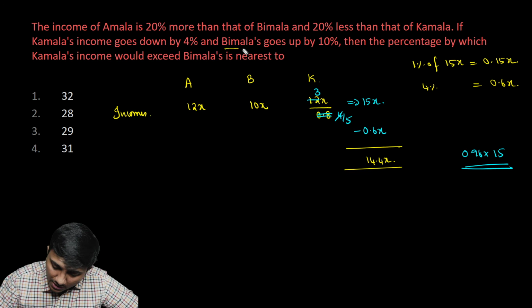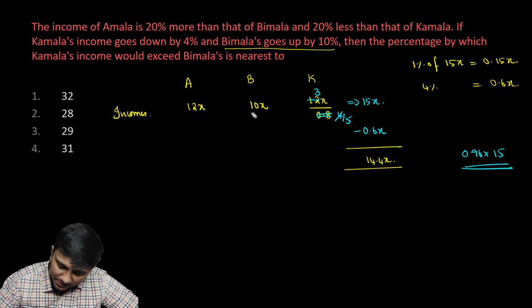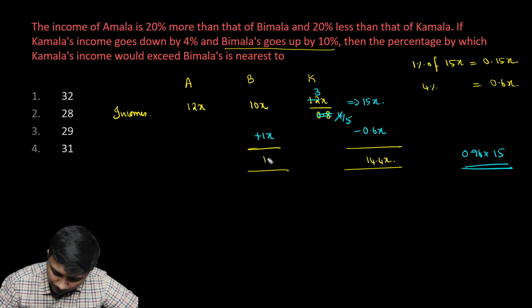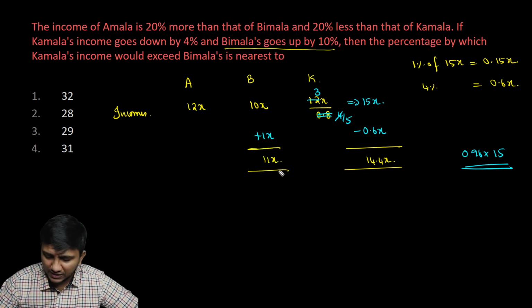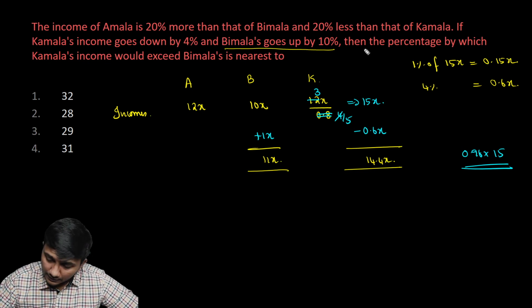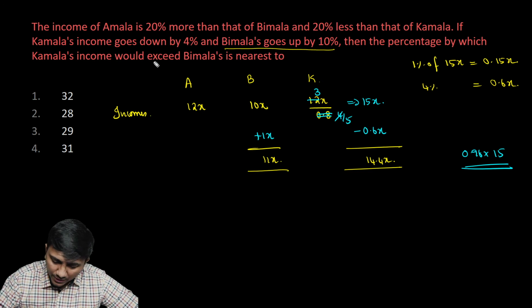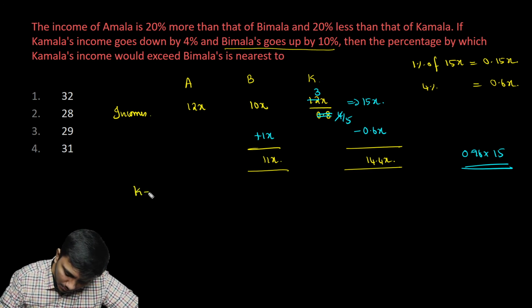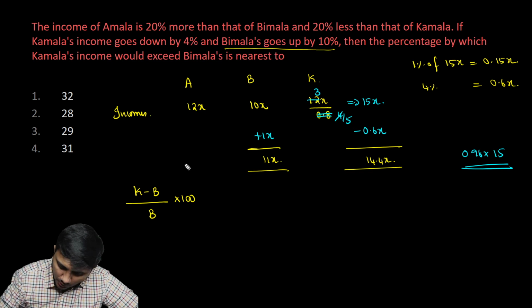And Bimala's goes up by 10%. So I'll have to increase this by 10%. So 10% of 10 is 1. So this increases by 1x. So this will come to 11x. So these are the values of their incomes after the increase and the decrease. Then the percentage by which Kamala's income would exceed Bimala's is nearest to. So we'll have to find out how much Kamala's is exceeding Bimala's, and that as a percentage of Bimala's. So this is what we are supposed to find out.